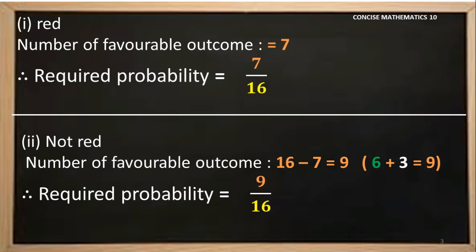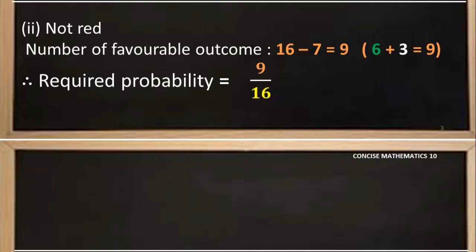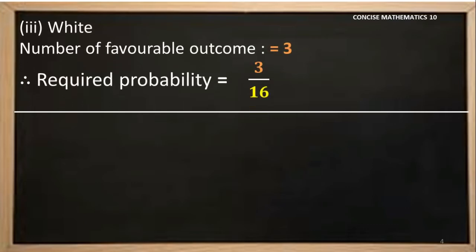And sub-question 3 is, find the probability that the ball chosen is white. How many white balls are there? 3. Hence the number of favorable outcomes is equal to 3 and the required probability is 3 by 16.